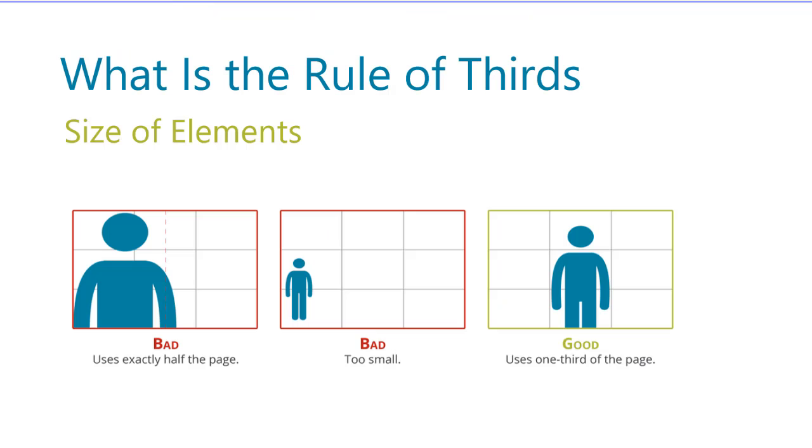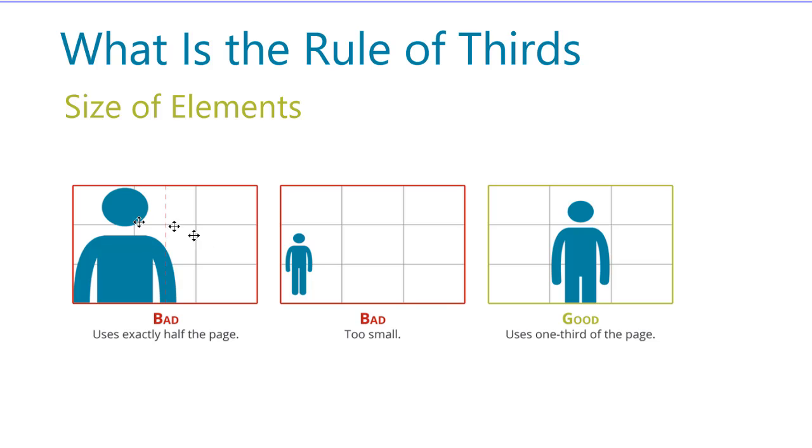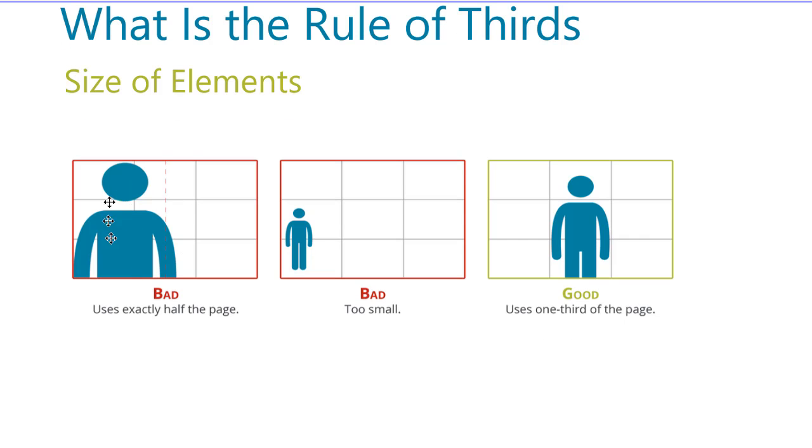So let me show you some examples. All right, so we can use the rule of thirds to size some elements. So look at this bad example. This person is exactly half the page, which is not good. In this example, the person is too small. And check out the good example. They're exactly 1/3 of the page, which is a good sizing measurement.